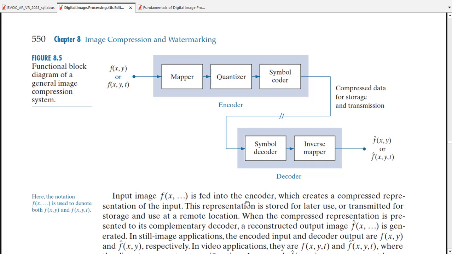So here is the functional block diagram of a general image compression system, with input f(x, y) or f(x, y, t). It has a mapper, quantization, and a symbol coder, which compress the data for storage and transmission; that is the encoding. Then the symbol decoder and the inverse mapper form the decoder, giving f-cap(x, y) or f-cap(x, y, t).